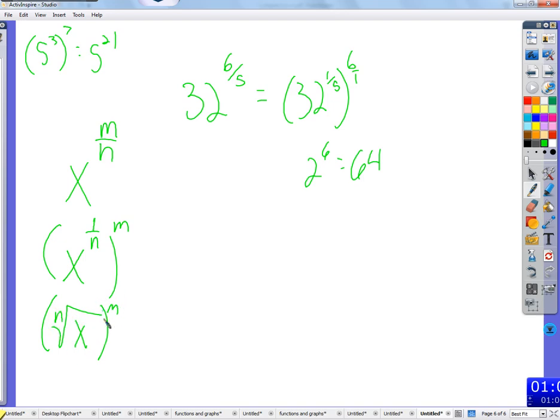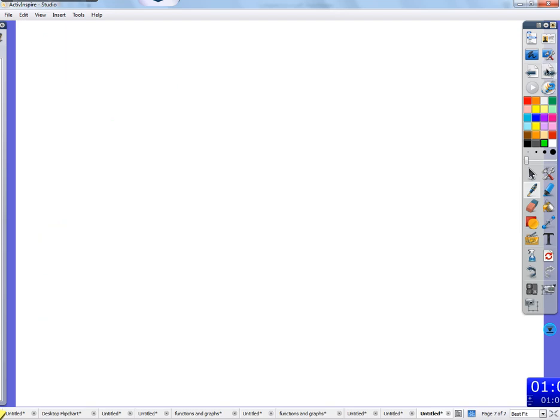Then we're going to raise it to this power. It's good to write it this way, to the 1 over n power, because then we can translate it to a root, and then we can find out what that root is. Now, all the old rules for exponents still need to be true for rational exponents, fraction exponents.